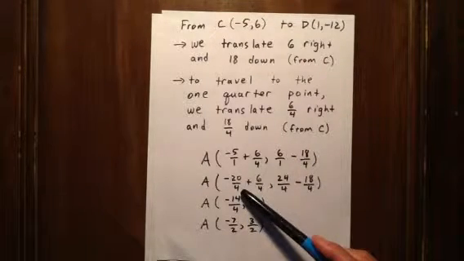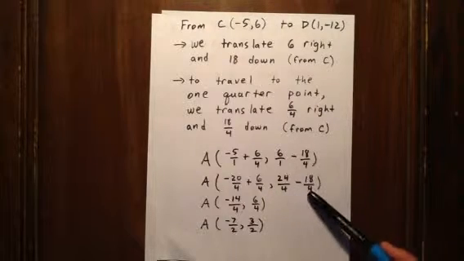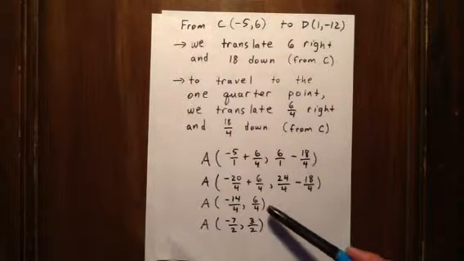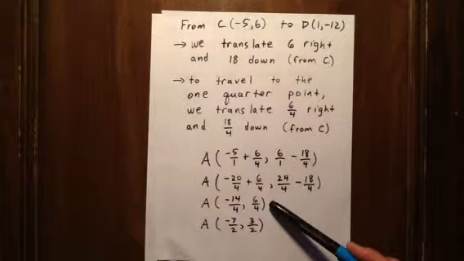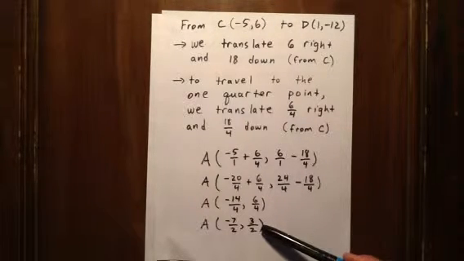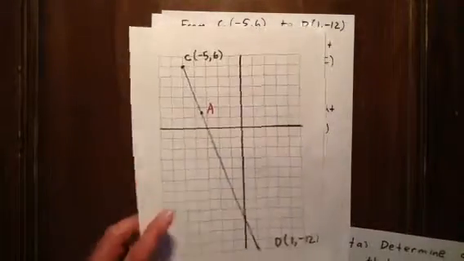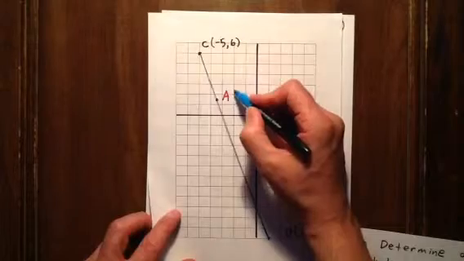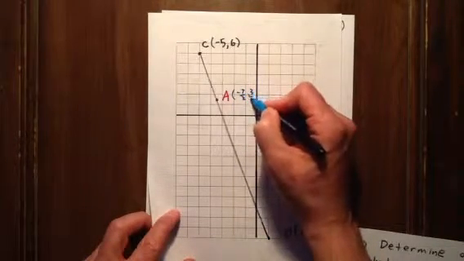Well, that would be -20/4 plus 6/4, comma, 24/4 minus 18/4. That's -14/4, comma, 6/4. And when we simplify that, we get -7/2, comma, 3/2. So the point that we were looking for, which was 1/4 of the way there, was -7/2, comma, 3/2.